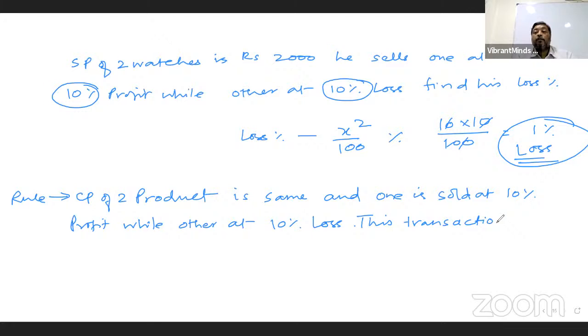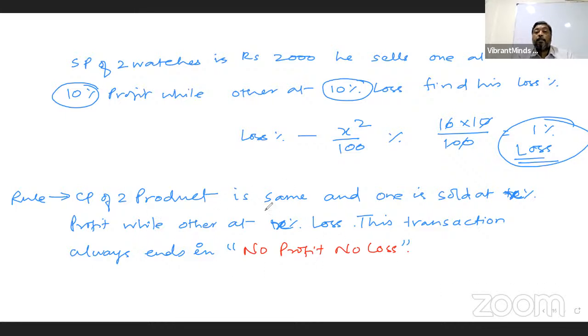This transaction always ends in, sorry, I will not mark here as 10. I will take it as X. This transaction always ends in no profit, no loss. No profit, no loss.